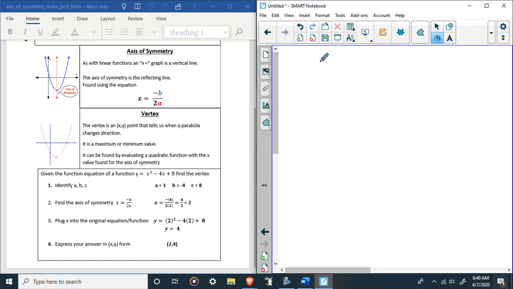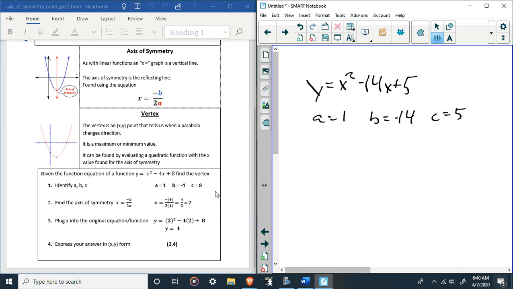Okay. I'm sorry, that was one I didn't want to do. The reason we don't want to do that is it could be a fraction. All right. Y is equal to x squared minus 14x plus 5. Okay, so again, a is 1, b is negative 14, and c is 5.